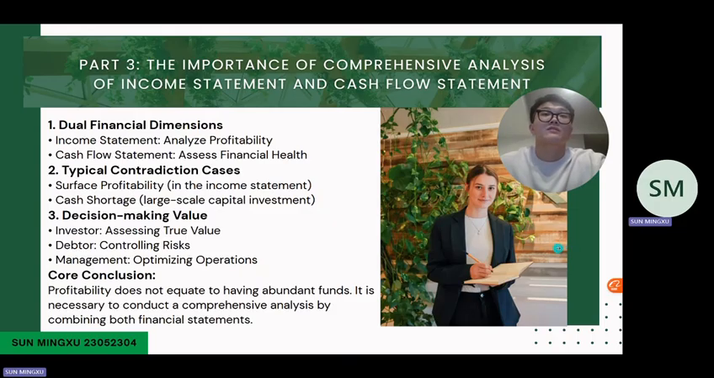Only combined analysis reveals true financial health, as strong profits without cash generation signal potential liquidity risks, while strong cash flow with weak profits may indicate cost issues. This dual perspective is essential for informed decision-making by all stakeholders.